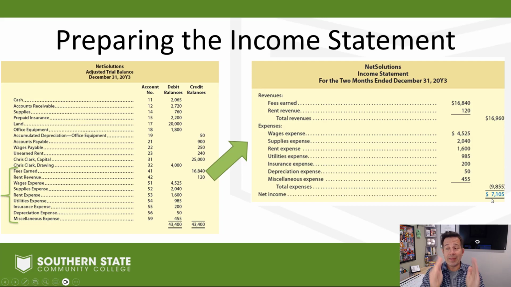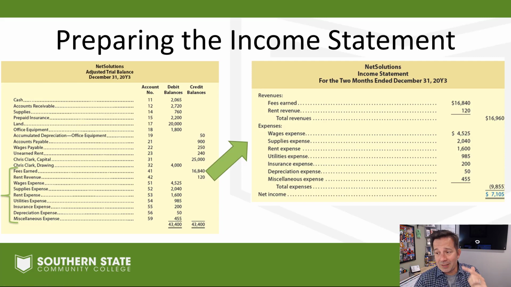Now, the income statement we're making right now, just starting out in accounting, is called a single step income statement. One step, revenue minus expenses equals net income. And so that's just one step. We group all the revenue together, we group all the expenses together, and we get net income.